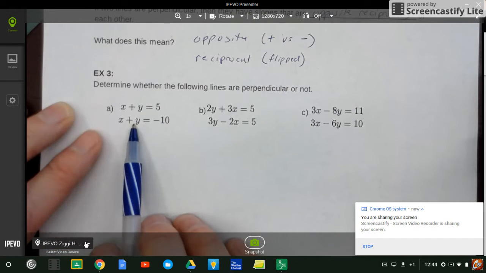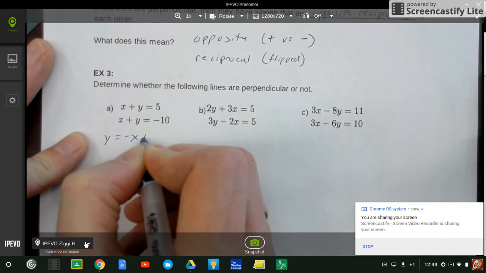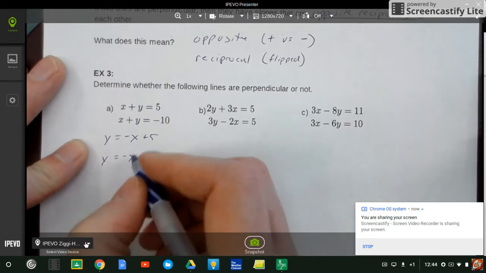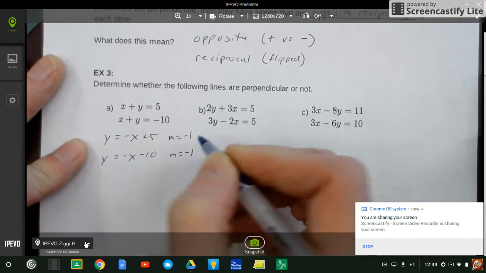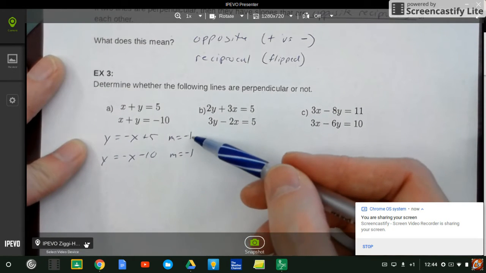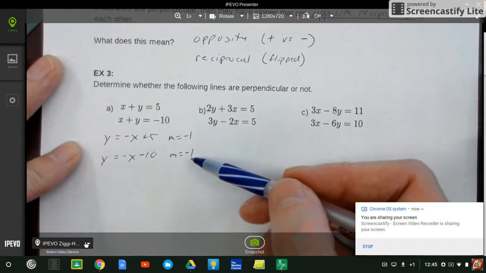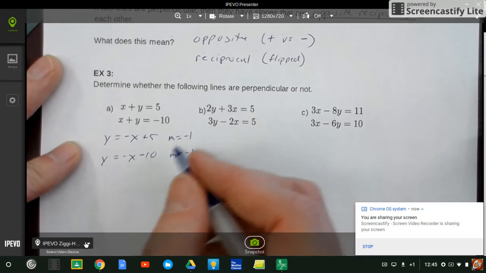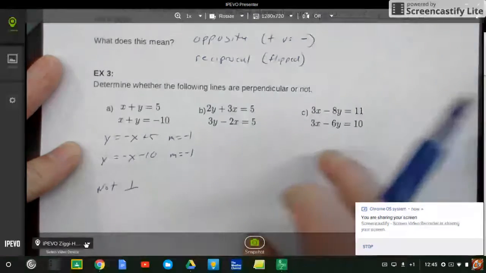So when I look at this one, let's set it up. y = -x + 5. y = -x - 10. The slope of the first line is -1. Slope of the second line is -1. They're not opposites. They are reciprocals, because remember, the reciprocal of 1 is 1. But these two are actually parallel. That should already tell me I can't be parallel and perpendicular. So not perpendicular. Try the next two, see what you get.